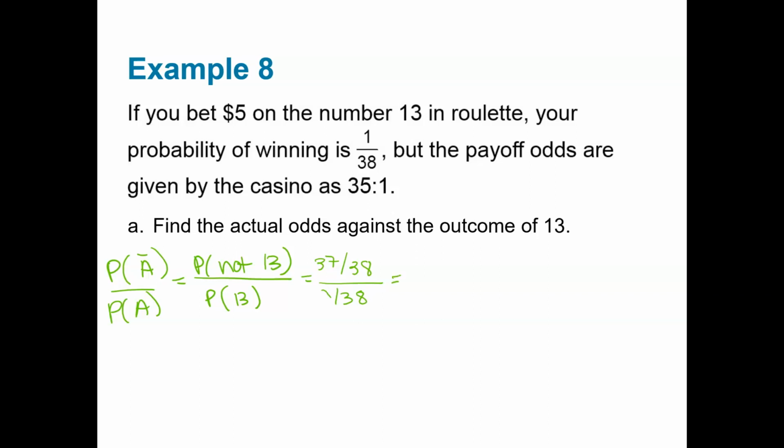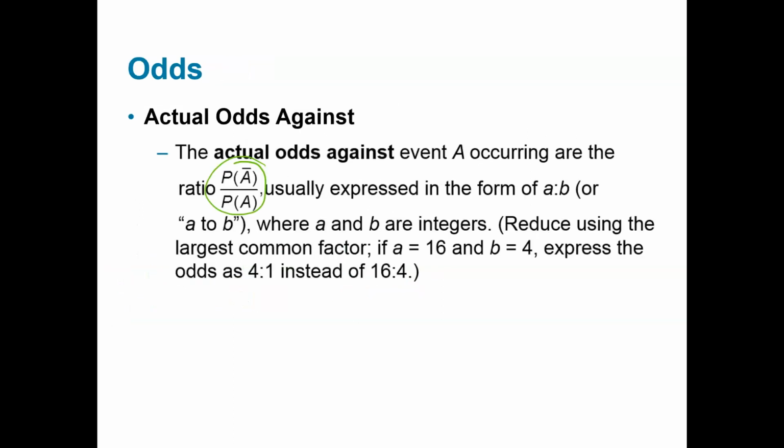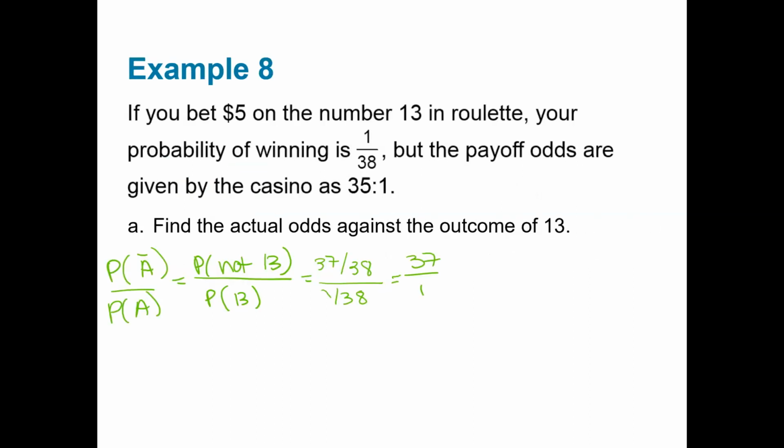When I type that in my calculator, just do it really carefully. Type the whole numerator and then hit enter. And when you hit divide, use a parenthesis for the denominator. You're going to end up getting 37, and make it a fraction because we want it to be a ratio. It's expressed in the form A to B, so we need a denominator to express this. So 37 over 1, or 37 to 1, is the actual odds against.